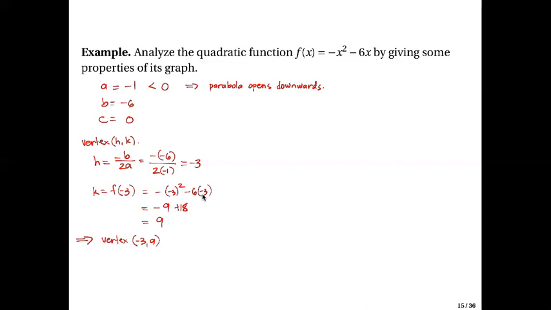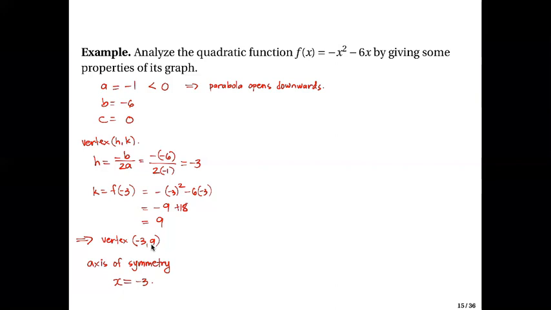Okay? And then let's have the axis of symmetry. This is just the vertical line x equals h. But h is negative 3. So we now have a parabola that opens downwards with vertex negative 3, comma 9.